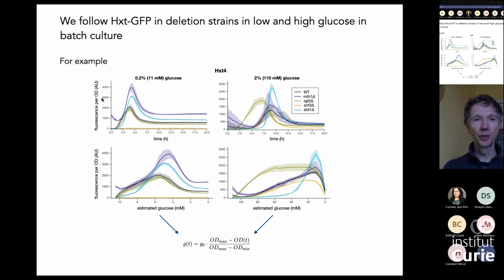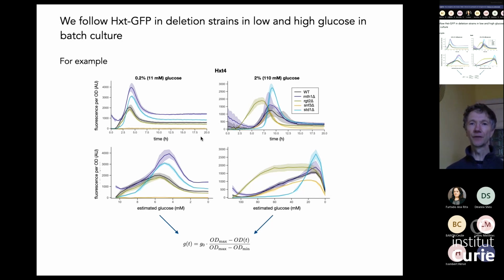I've got fluorescence per OD. These are batch culture experiments where we have the cells in a test tube, we add a load of glucose, and we watch what happens over time, over about 20 hours. The black line is the wild type. Sorry, the colors aren't so good, but that's this one. The colored lines are the different mutations where we've deleted components of the sensing network. In some cases, this causes higher expression, in other cases, much lower expression. We do that in two different concentrations of glucose.